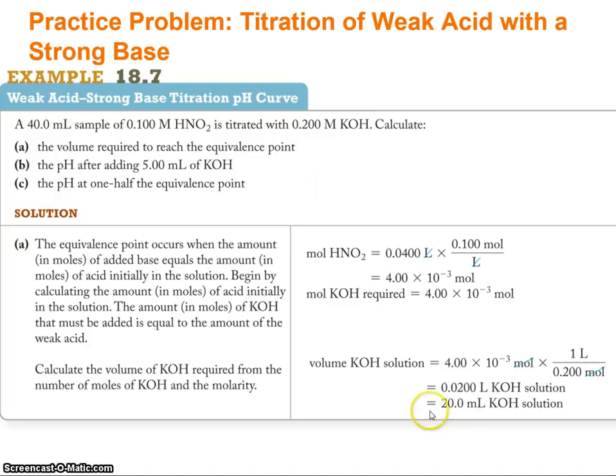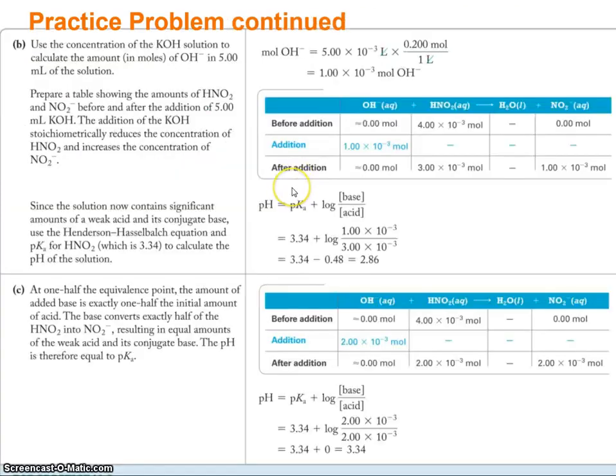Once I've figured out the equivalence volume, that's step 1. Now I can figure out the pH after adding 5 milliliters of KOH. This is one of those ones where I'm going to need to do the stoichiometry. So I figure out the number of moles of hydroxide ion I added in. So 5 times 10 to the minus 3 liters, that's 5 milliliters, times the concentration, 0.2 moles per liter, gives me 1 times 10 to the minus 3 moles of hydroxide that I added in. So before I added anything in, I had 4 times 10 to the minus 3 moles of nitrous acid. I added in 1 times 10 to the minus 3 moles of hydroxide.